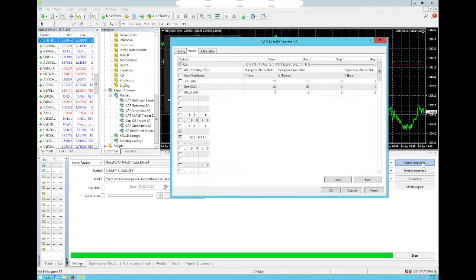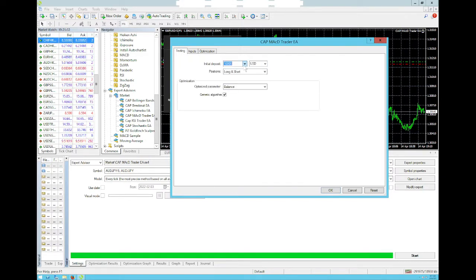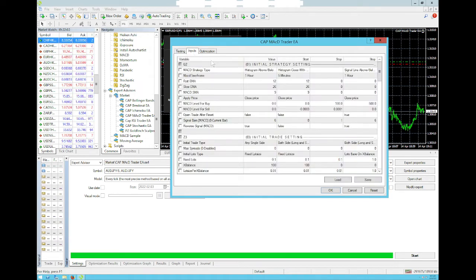I'm gonna go to expert properties just to give you a quick run through. So the Macd strategy, if you don't know how it works, I'm not gonna explain it. I'm just gonna explain how to set this up. You don't need to know how it works to be able to understand how to set this up. So what I do is I go to testing, scroll down, and I keep it at whatever I have on my account. Scroll over. So here's the good stuff.